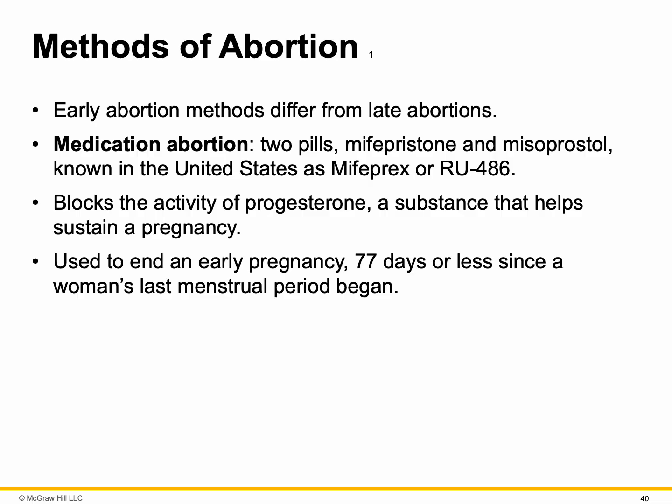Abortion can also be induced in several ways, and keep in mind that early abortion methods differ from late abortion methods. One form of abortion that occurs early in pregnancies is medication abortion. Here, two pills collectively known as Mifeprix, or RU486, are taken to block the activity of progesterone, a substance that helps sustain pregnancy. Medication abortion should be used within 77 days since a woman's last menstrual period began.